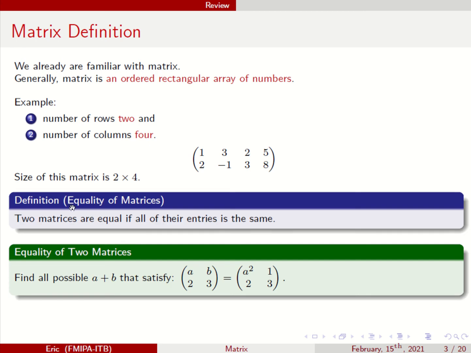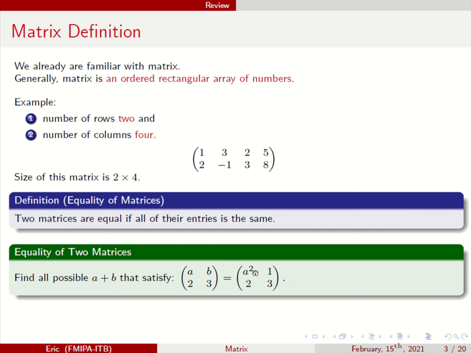Okay. So what about equality of matrices? How can you say that this matrix equals this matrix? These two matrices are equal if all of their entries are the same, component-wise. So A should be equal to A squared, B should be equal to 1, 2 should be equal to 2, and 3 should be equal to 3. Find all possible A plus B that satisfy this.